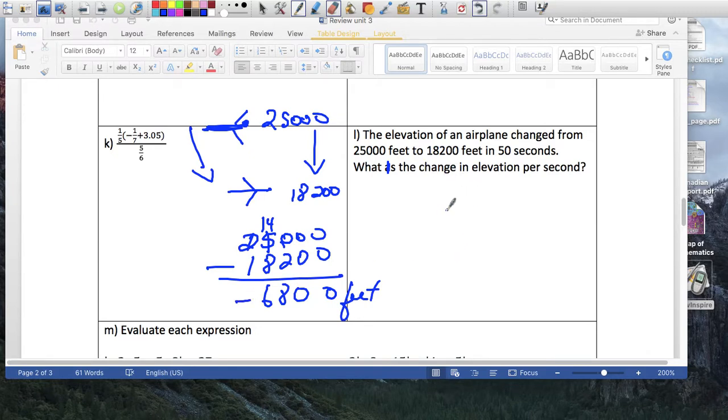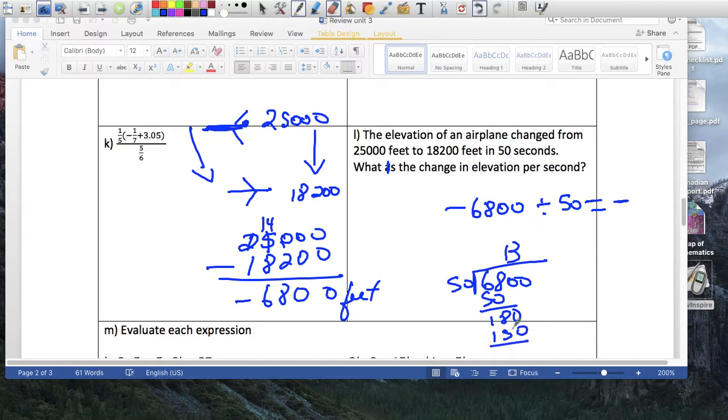So how much did it drop in 1 second? That took 50 seconds. So we get 6,800, and we can divide that by 50 seconds. That should give us our change per second, which is obviously going to be a negative. So let's divide this. 150, 18, 0, 3, 150, 306. So that gives you negative 136, which if you write it as a sentence, you're going to write that the change per second was a drop of 136 feet per second. And that explains our negative sign, because obviously the airplane is dropping. Okay.